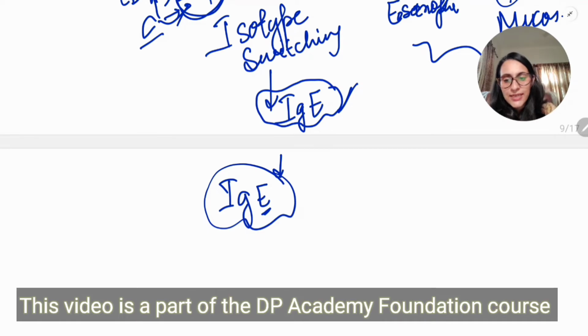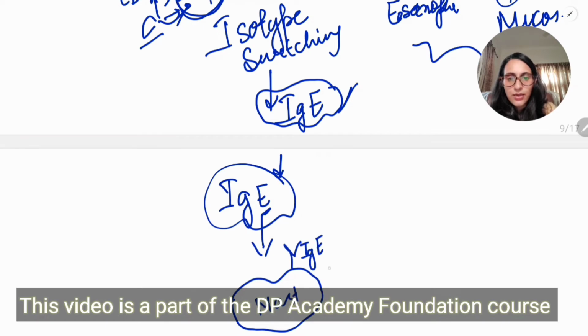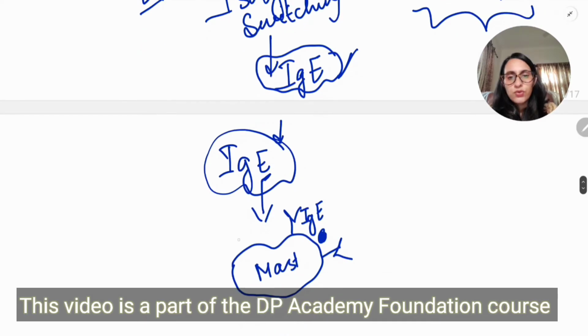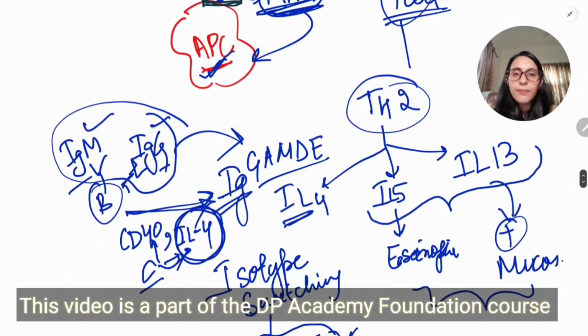So these IgE antibodies attach to the mast cell. If this is a mast cell, this IgE is going to attach to the mast cell and sensitize the mast cell. So here is the IgE. What happens when the second exposure of this allergen occurs? This whole process will not be repeated.